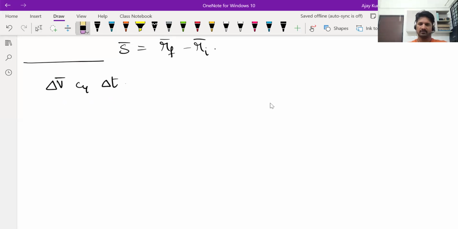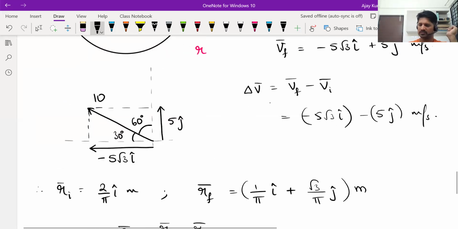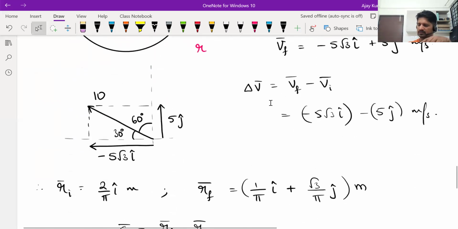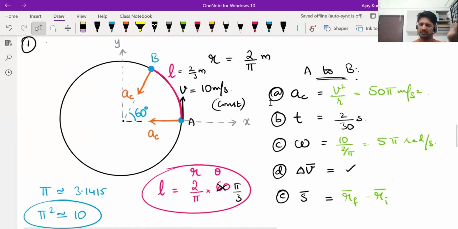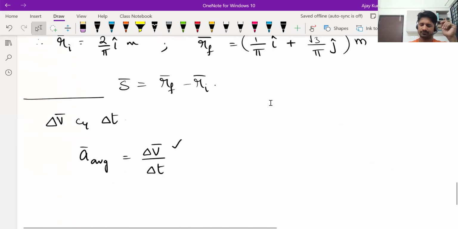Sir, differentiation, just acceleration. You can calculate average acceleration as change in velocity by change in time. Okay, so in this question, you can do that also. We got the change in velocity vector already: minus 5 root 3 i cap minus 5 j cap. Divide that by the time taken. Time taken was how much? 2 by pi second, 2 by 30 seconds. So this can give you the average acceleration as well.